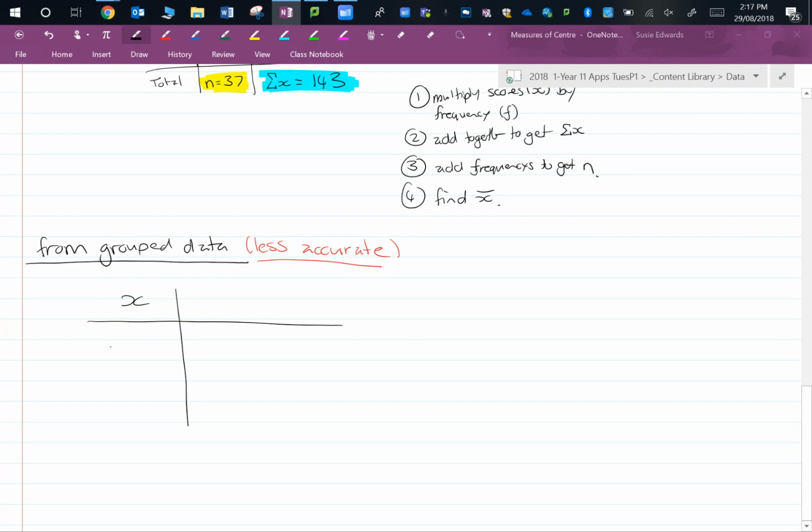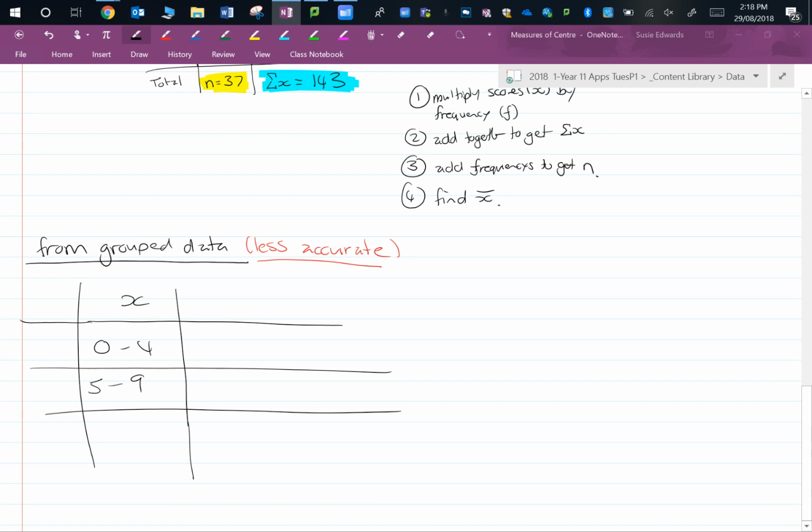So this time I've got groups of 0 to 4. Just make sure there's some space on the right-hand side. 0 to 4, 5 to 9, and 10 to 14. And our frequency is 3, 7, and 8. And so you don't know whether the three numbers between 0 and 4 are all fours or are all zeros.